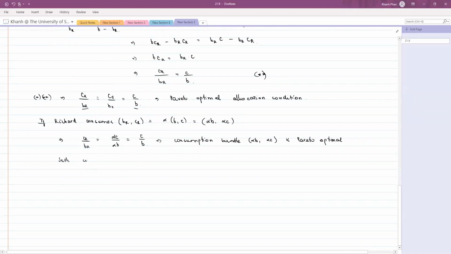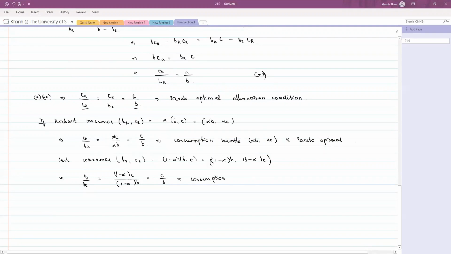Very similar for Seth, if he consumes BS, CS equal to 1 minus alpha of B and C, which is 1 minus alpha B and 1 minus alpha C, then we can derive straight away that his marginal rate of substitution, or CS on BS, is going to be equal to 1 minus alpha C on 1 minus alpha B, and that is just C on B. As you can see, it satisfies the condition, and these two marginal rates of substitution are equal to each other and equal to C on B. Therefore, this consumption bundle for Seth, 1 minus alpha B, 1 minus alpha C, is Pareto optimal as well.